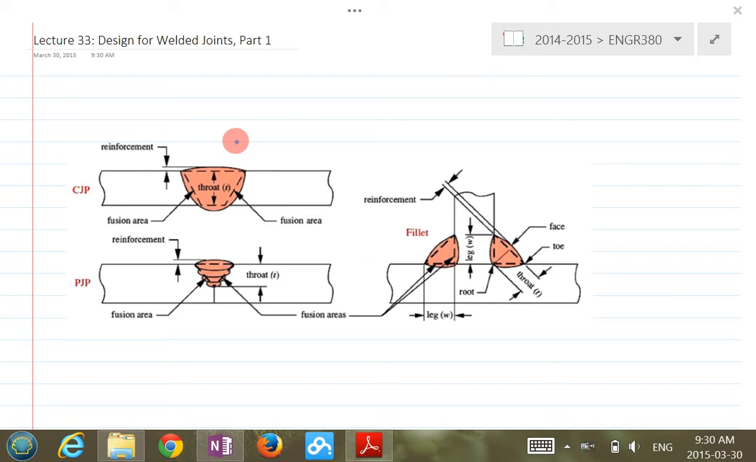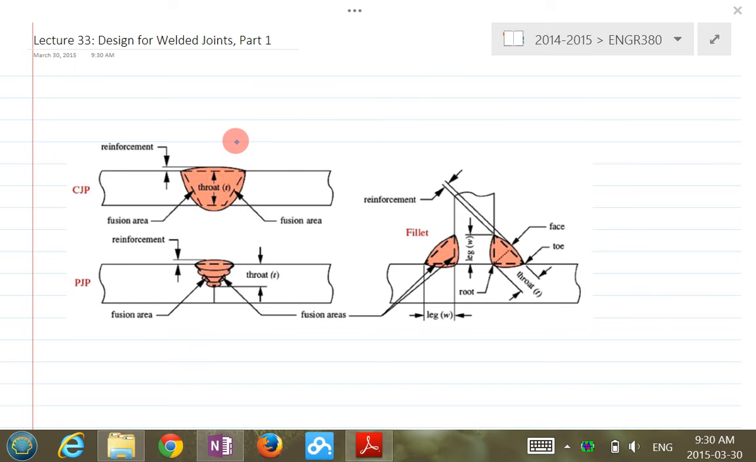Let's continue on the welded joints design. Last lecture we had an introduction on welded joints, mainly on symbols and the types of welded joints. So today we'll look at the design for welded joints.